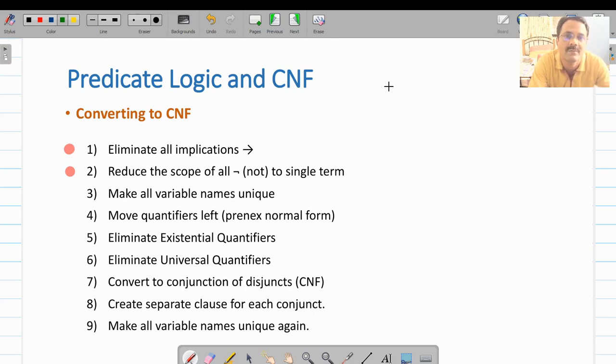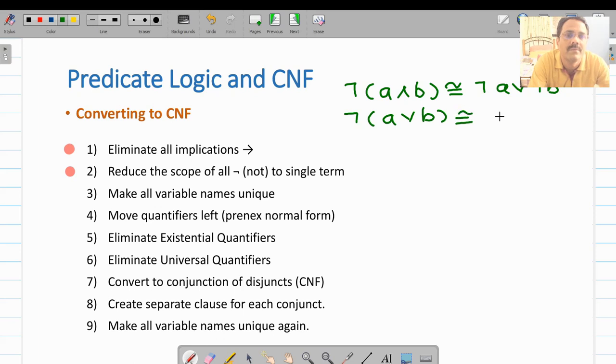There are various possibilities. If you have not of A and B, use this property by De Morgan's law. This is equivalent to not A, this AND will become OR, and the scope of this not will be with the individual predicate. Similarly, you can have not of A or B. This is equivalent to not A, so OR becomes AND, not B.